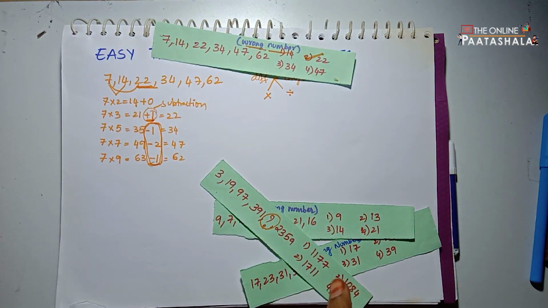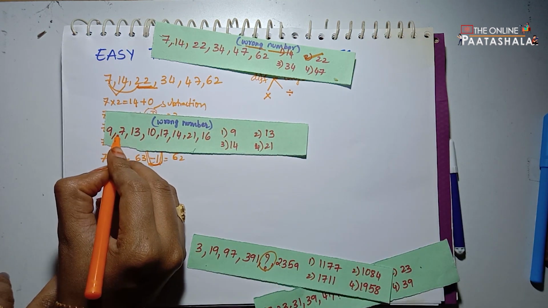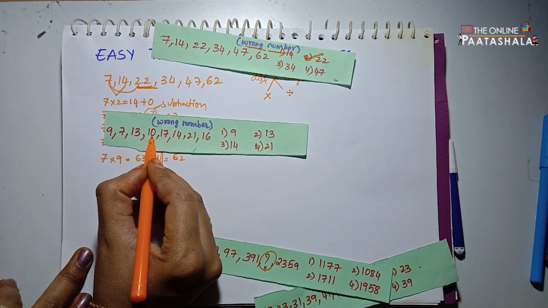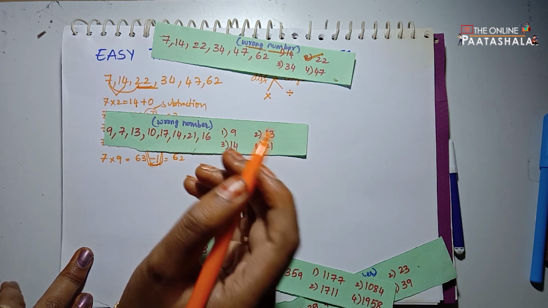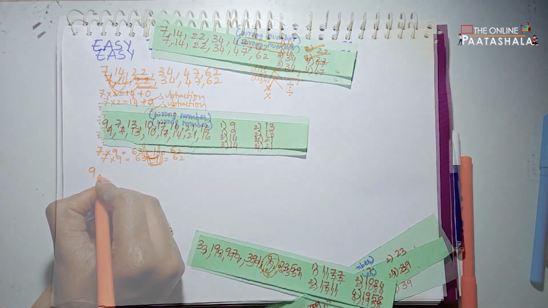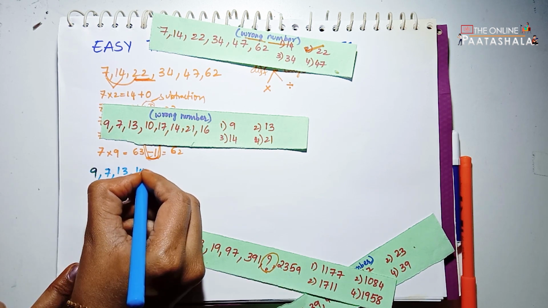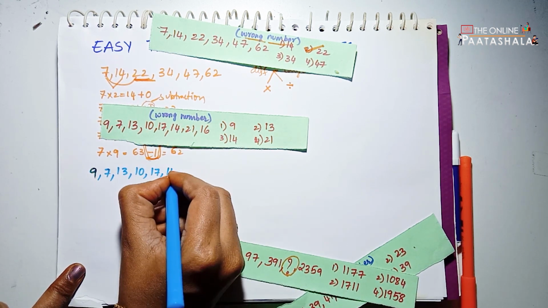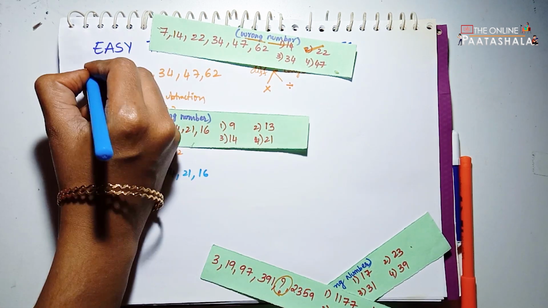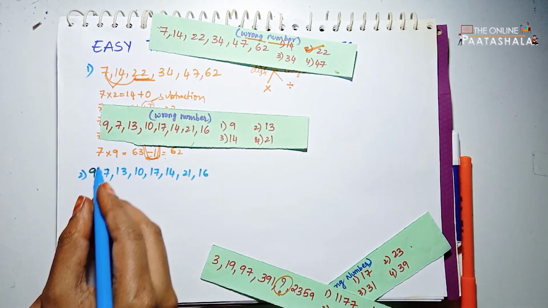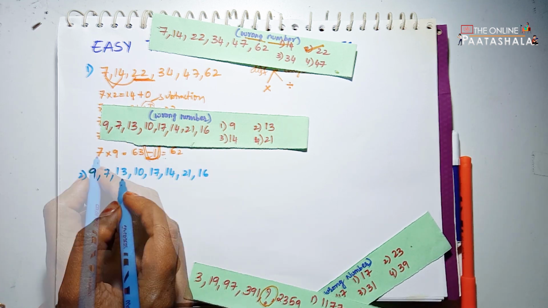Okay, now next we will see. Here what is there? 9, 7, 13, 10, 17, 14, 21 and 16. This is the second one. Which one is the wrong number? The question is, which is the wrong number here?